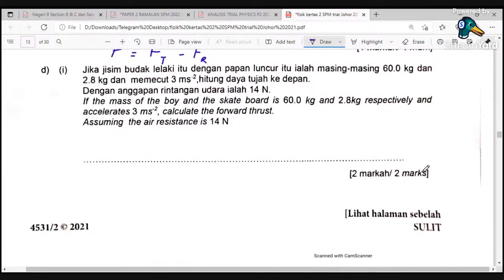Okay, like D1. If the mass of the boy and skateboard are 60 and 2.8 respectively, and they accelerate at 3, calculate the forward thrust, assuming air resistance is 14 Newton. So the formula is F equals ma. This F, if more than one force acts, is the resultant force.